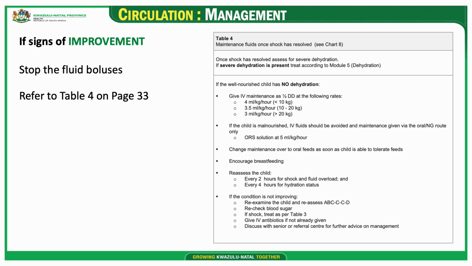If the patient is well nourished and the child has no dehydration, you want to continue to give IV maintenance fluid as half DD. Or if the child is malnourished, you should try and avoid IV fluids at all costs, and maintenance should rather be given via the oral or nasogastric route. Change maintenance over to oral feeds as soon as the child is able to tolerate feeds. Trust the gut as far as you can.